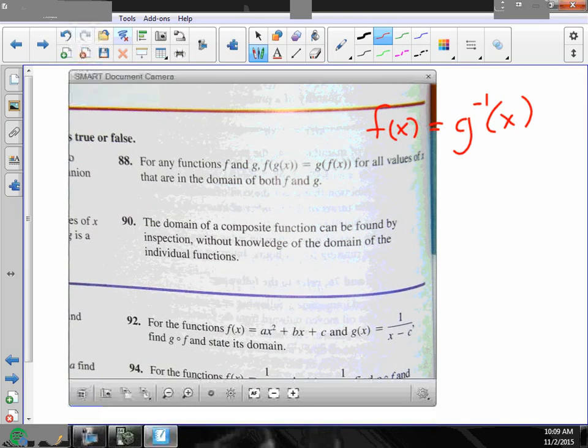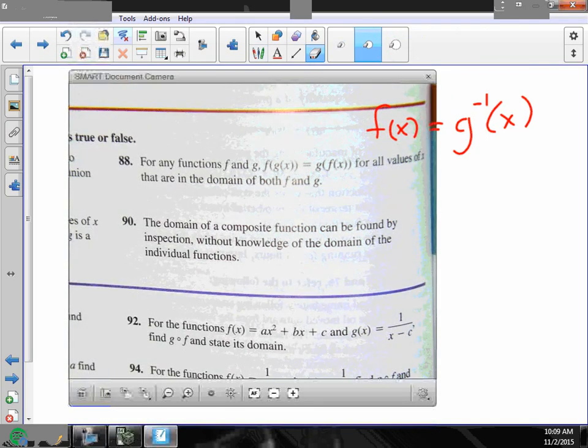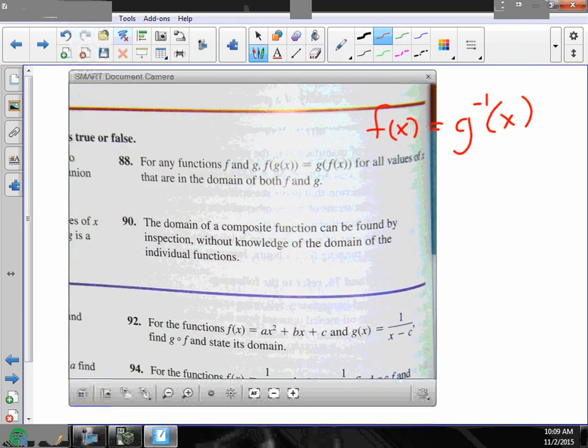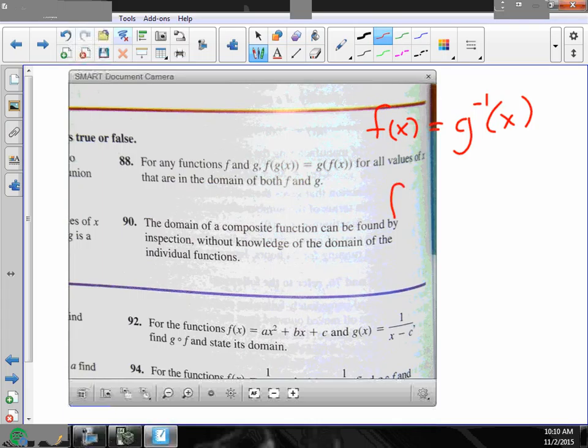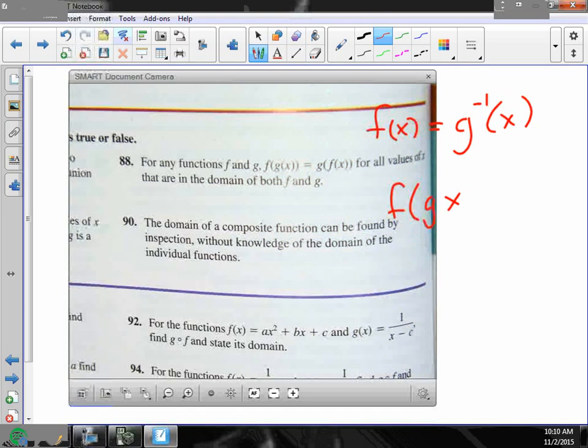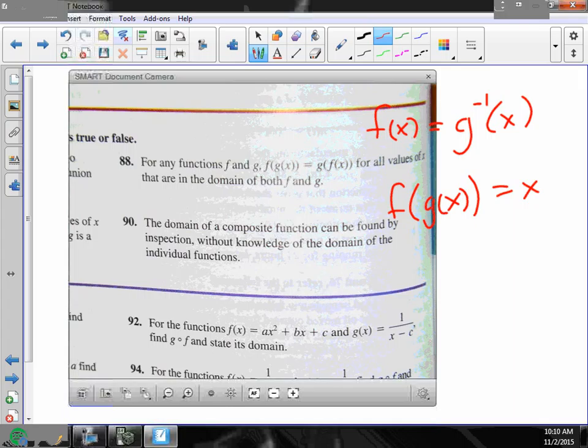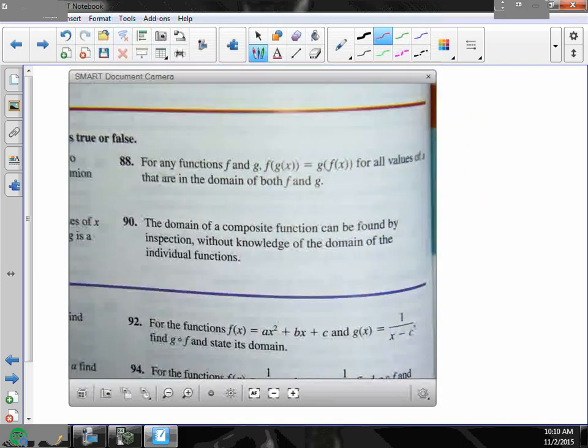Function composition is a little bit strange. So if you take f of g of x and g of f of x and they're the same, that means that they're inverses of each other, because when you compose them, f of g of x is going to equal y equals x. Does that make sense? So that one would be false. 89.